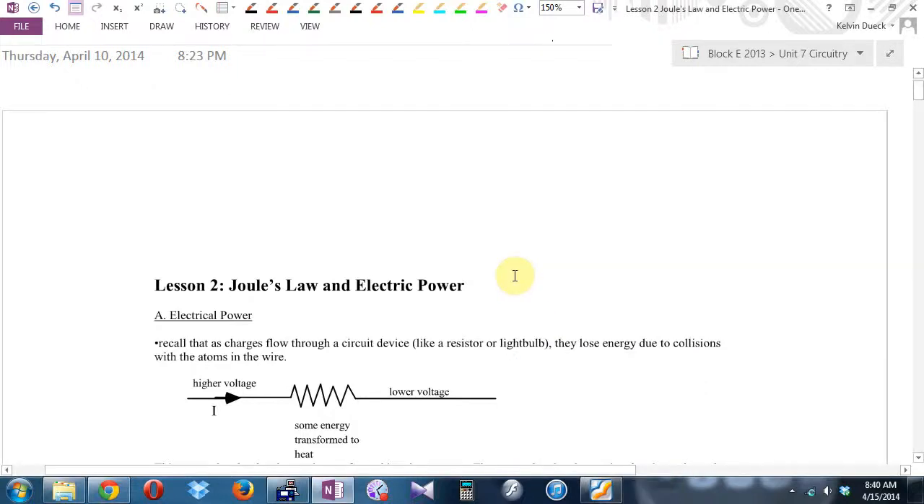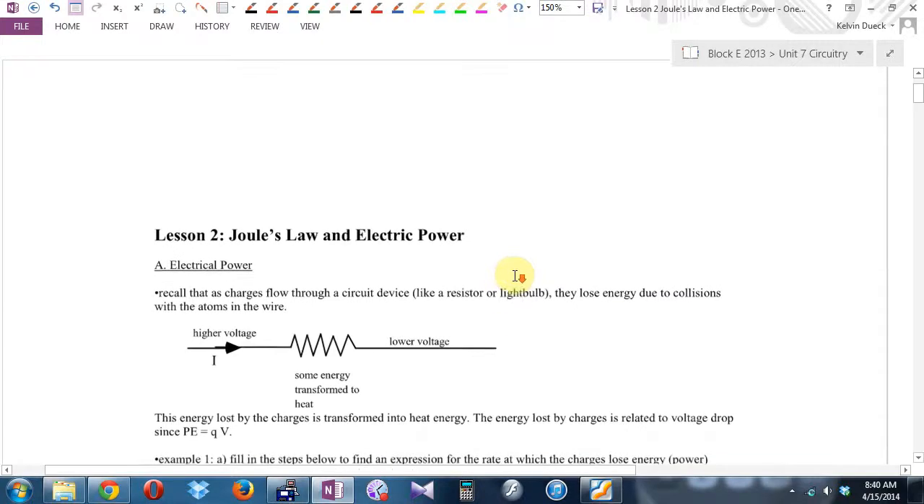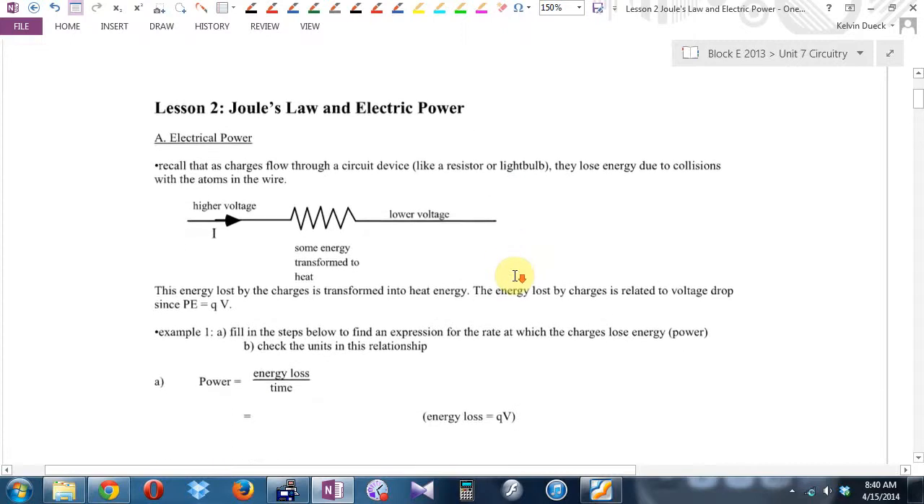Electrical power. What we're going to have to do is take our original Physics 11 definition of power and tweak it a little bit. So recall, as charges flow through a circuit device, like a resistor, or light bulb, or stove, or whatever, they lose energy due to collisions with atoms in the wire. We said that you start out with a higher voltage, maybe 8 volts, and if the voltage right here is 2 volts, how much voltage did you lose going through the resistor?